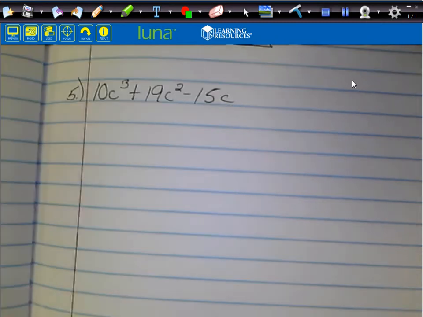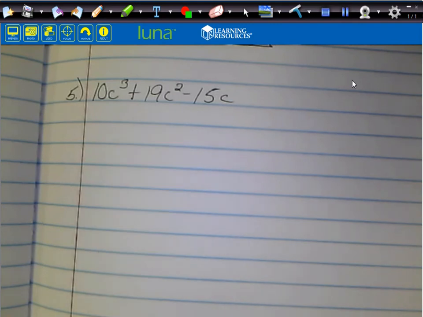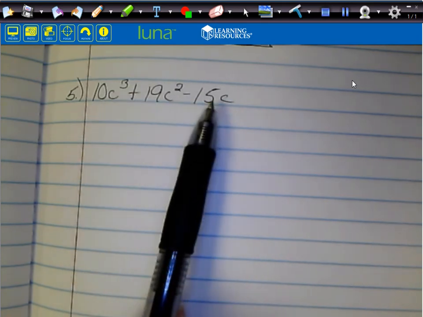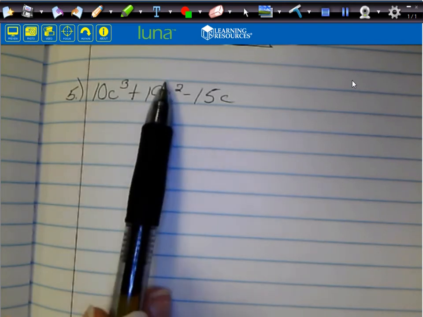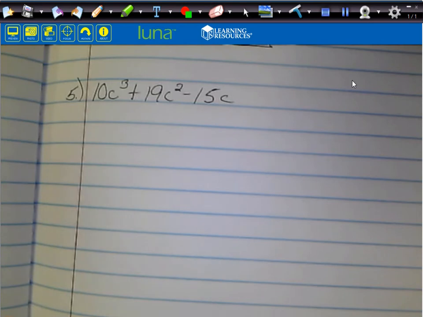All right, go ahead and write down number 5. We have 10c to the third plus 19c squared minus 15c. Now again, our first thing to do is always look for a GCF. So if I look at 10, 19, and 15 on my factor sheet, they don't have anything in common other than a 1, but this one's a little bit different. Notice what they all do actually have. They all have a C. This one has 3 C's, this one has 2 C's, and this one has 1 C. So they all have at least 1 C in them.